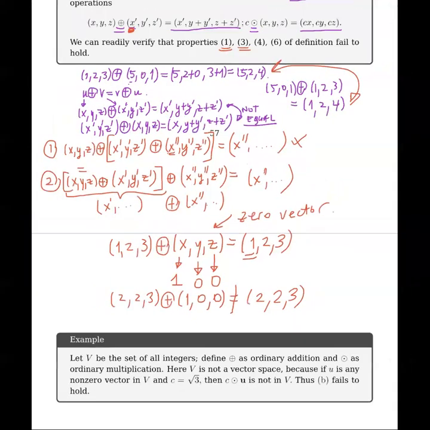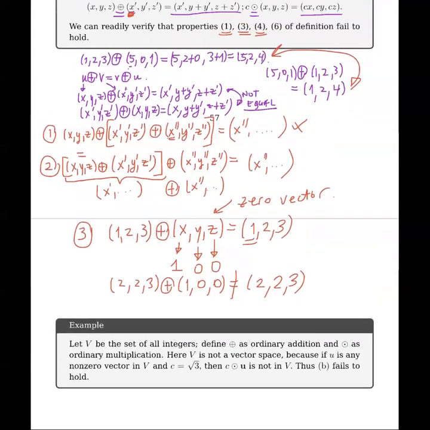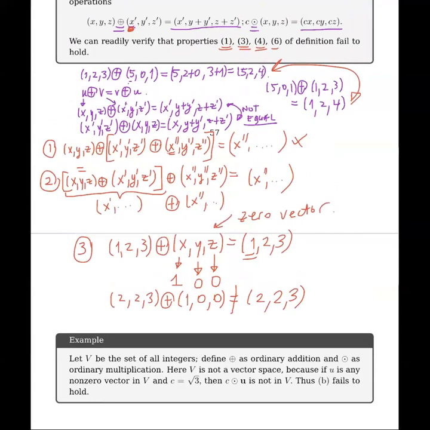So property number 3 is also not satisfied. And once property number 3 is not satisfied, property number 4, which is about the negative of an element, really requires property number 3. So if property number 3 is not satisfied, property number 4 will not be satisfied. Okay. And you can check that property number 6 is also not satisfied.